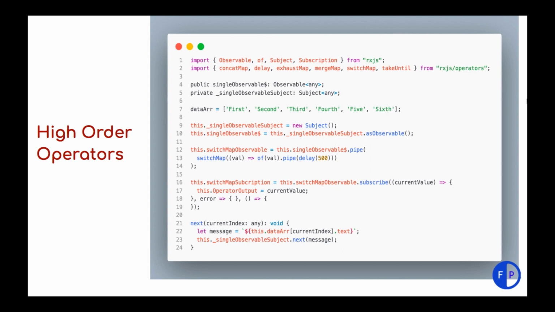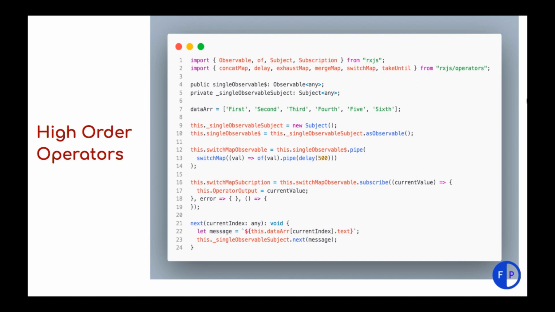Line number 21 to 24 is the next button method, which is nothing but getting the current index and getting the text from the data array, and based on that it is actually using the next method of the subject which we have declared at line number 5. So you are broadcasting a message and all the subscribers are listening to it. If you are not getting this, I would recommend my previous video where we understand how observables work and how we can subscribe to them.